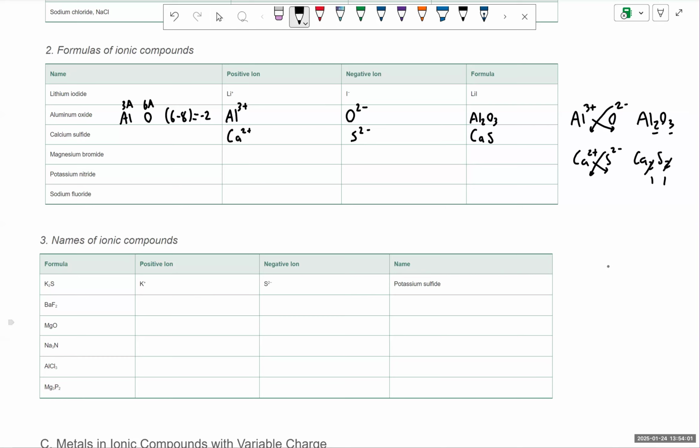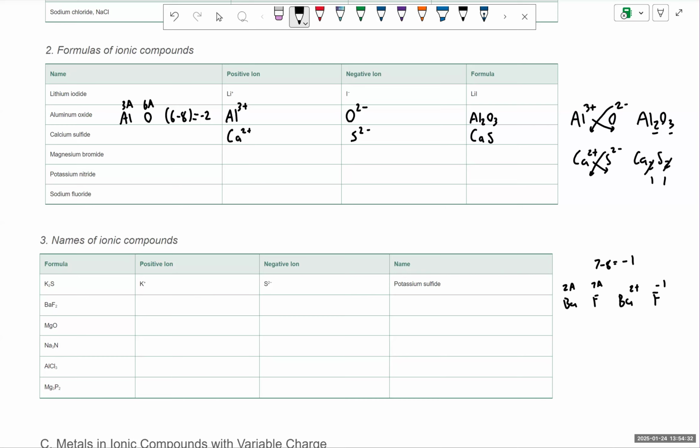Okay, so we have BaF2. So first and foremost, barium is a 2A element. Fluorine is a 7A element. So barium prefers to adopt a 2 plus charge, while fluorine prefers to adopt a minus 1 charge. Where did I get the minus 1 from? 7 minus 8 gives us minus 1. Okay, this is known as the periodic table method.